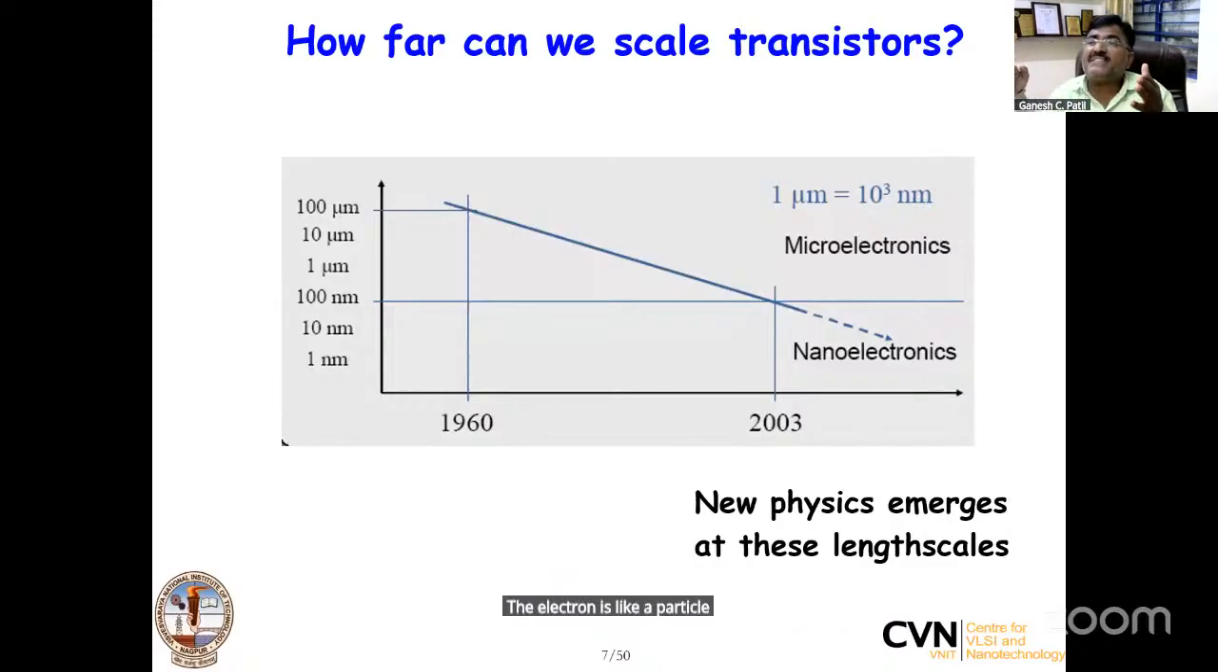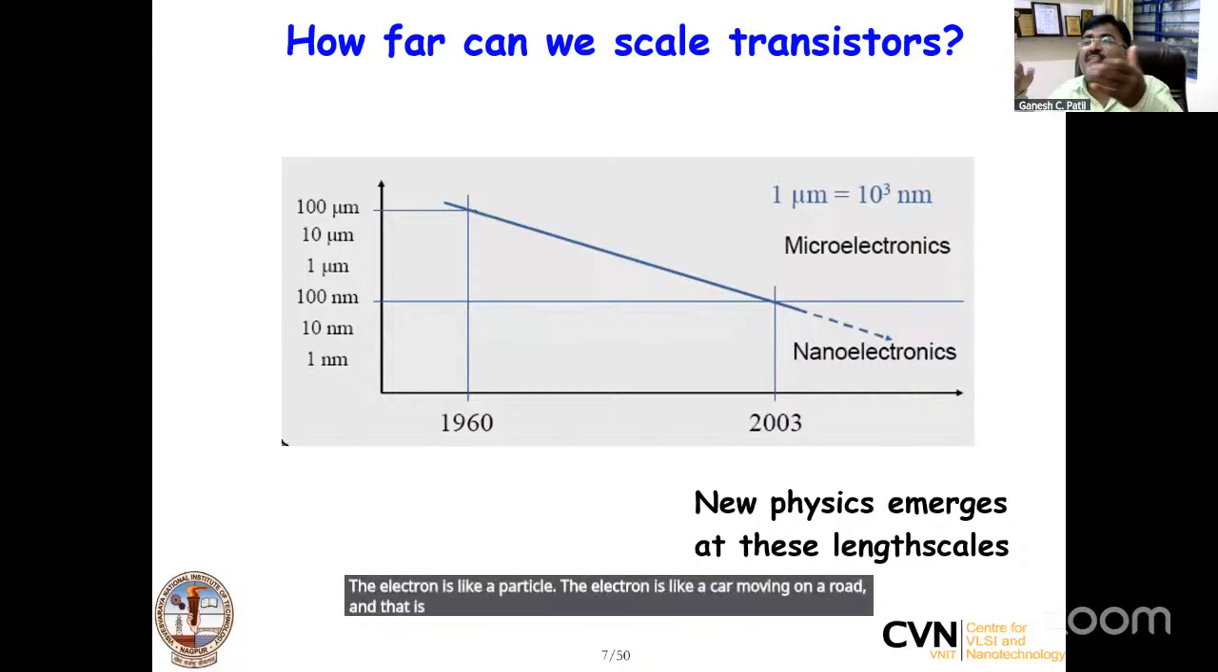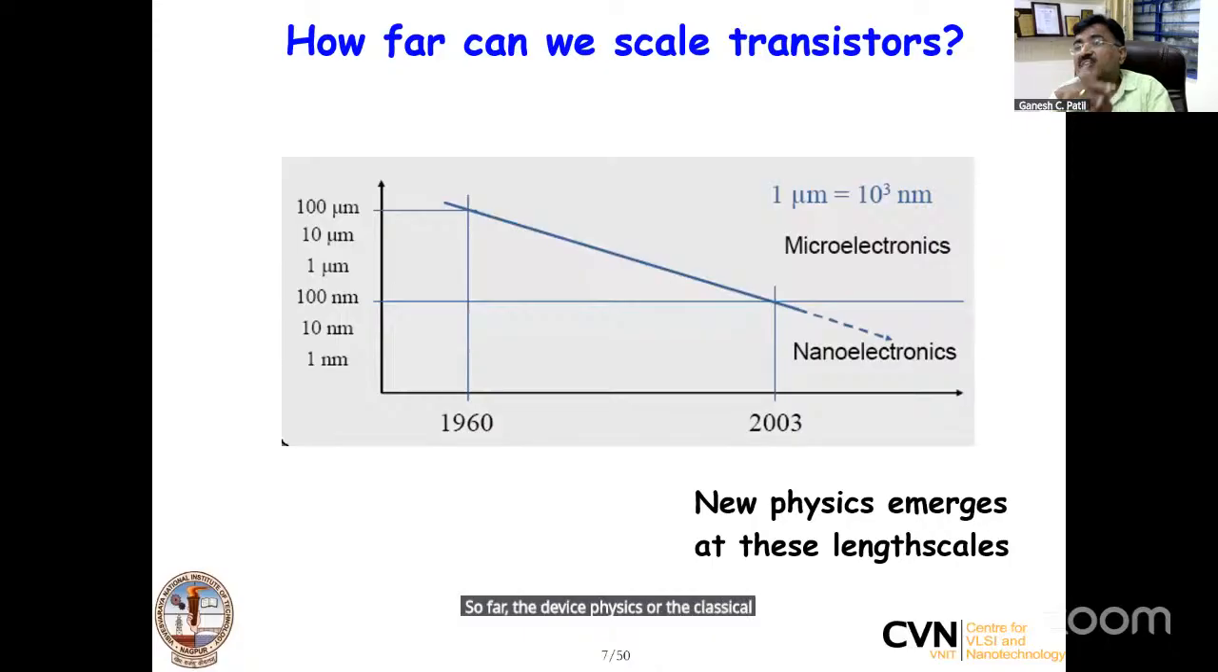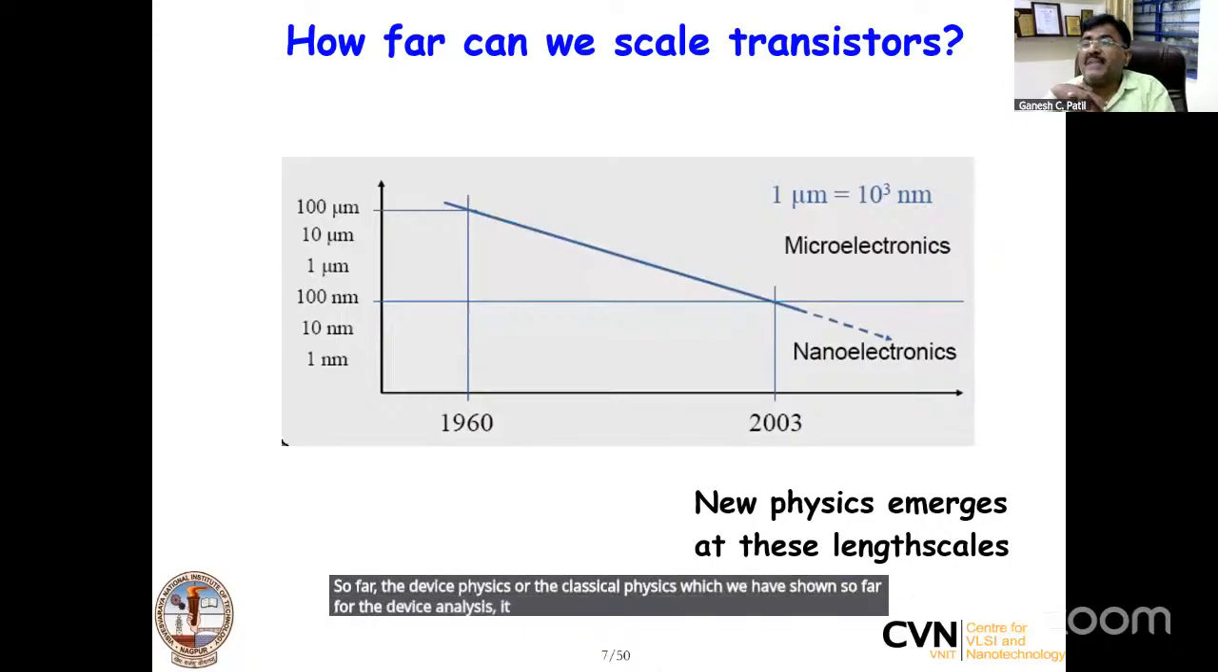The electron is like a car moving on a road. And for that car moving on a road, we were talking about the force, about velocity, about acceleration. That phenomena was there because so far, the device physics or the classical physics which we have studied for the device analysis was Newtonian mechanics.